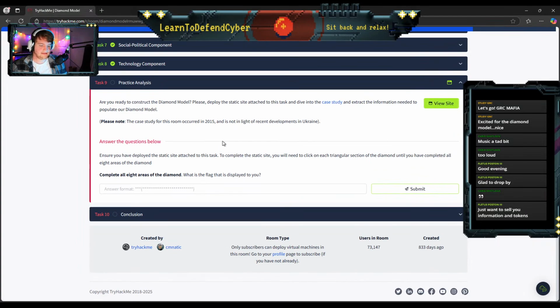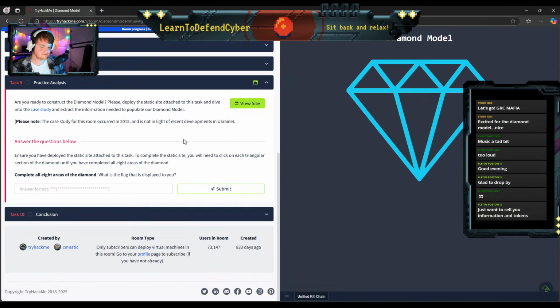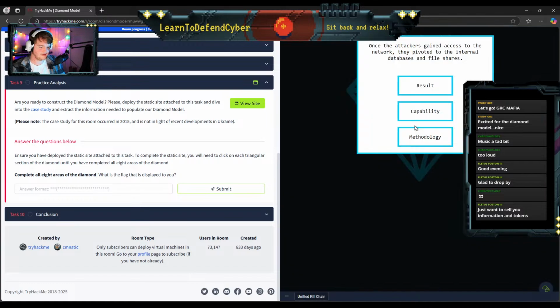And now we have the practical analysis. Are you ready to construct a diamond model? Please deploy this static site attached to this task and dive into the case study. Look at the site. I don't know why it's called Unified Kill Chain down there. That's interesting, even though it's a diamond model. Let's look at this case study, I suppose.